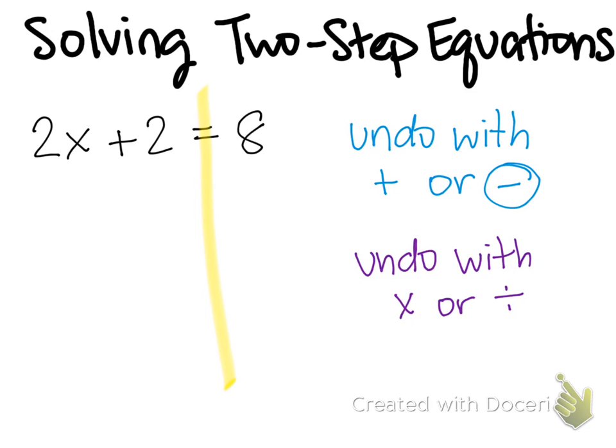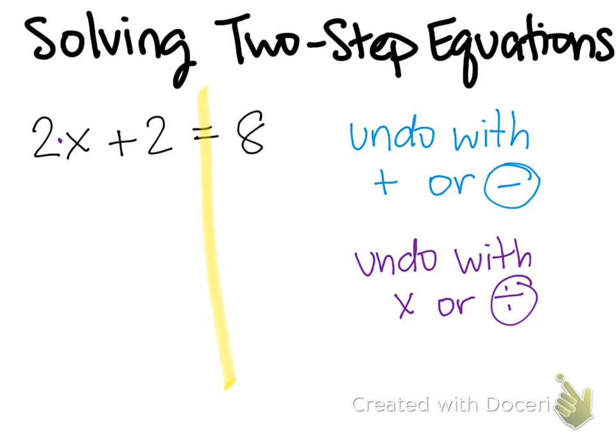And then I also see that we have 2 times x, which is multiplication. There is multiplication happening in between this 2 and the x, and we want to undo multiplication with division. So now that I have my game plan, I'm going to follow it.